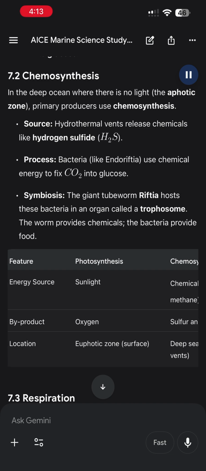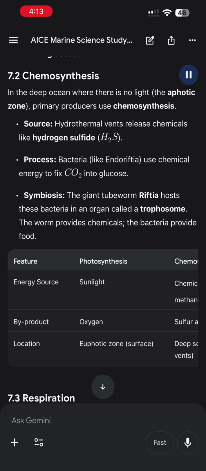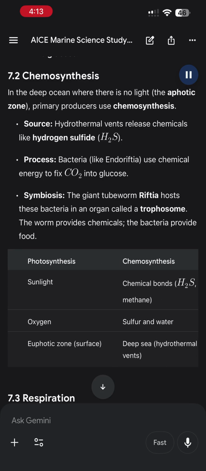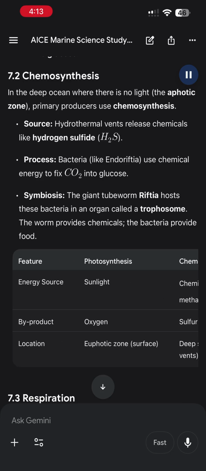Comparison. Feature: photosynthesis versus chemosynthesis. Energy source: sunlight versus chemical bonds, H2S, methane. Byproduct: oxygen versus sulfur and water. Location: euphotic zone, surface versus deep sea, hydrothermal vents.